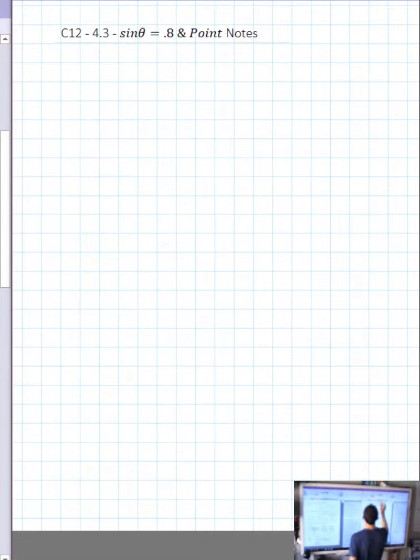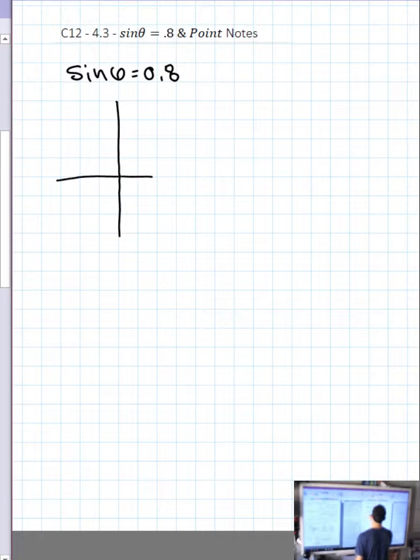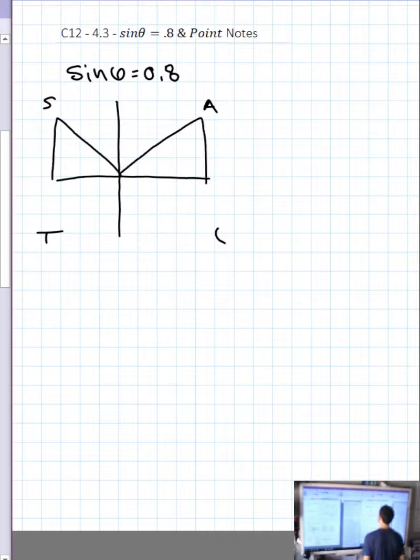Okay, let's take a look at a very similar question. Sine theta is equal to 0.8. So what does that mean? Well, I know sine's positive, so I'm going to draw 2 triangles where sine's positive. Many times people get stuck and say, yeah, I understand ASTC, but then they get to a question like this and get stuck because it looks different. Well, sine's positive, so I'm going to draw 2 triangles where sine's positive, and I'm not going to do anything else until I've done that.